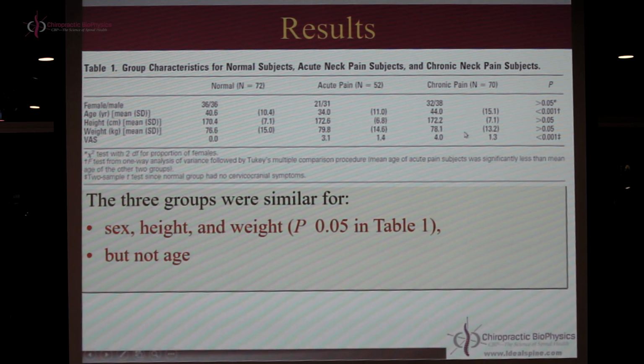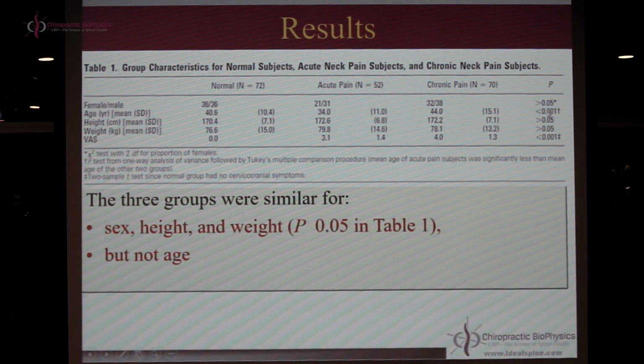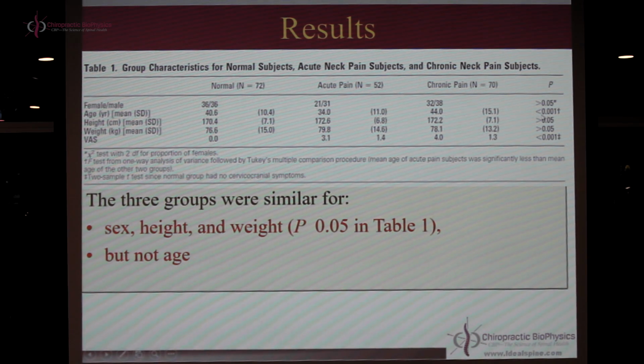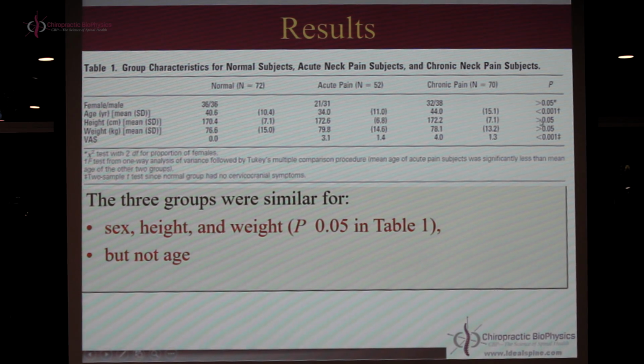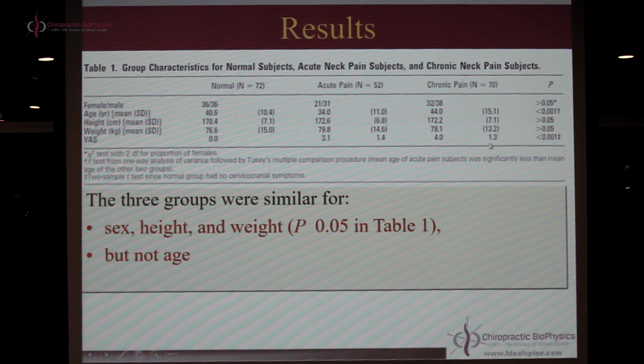Now, if you look, where are the statistically significant differences? Well, it's in the age. We have statistically significant differences in the age, but the other variables were quite matched, right? There's no statistically significant differences for height and weight, and then for the male-female ratio. Of course, there's differences in the pain because our normal subjects are asymptomatic, and then we have acute and chronic neck pain subjects.